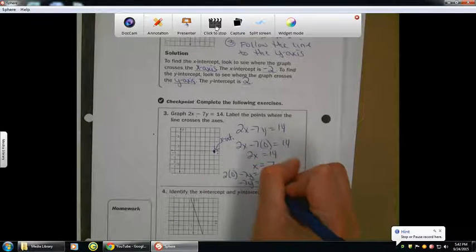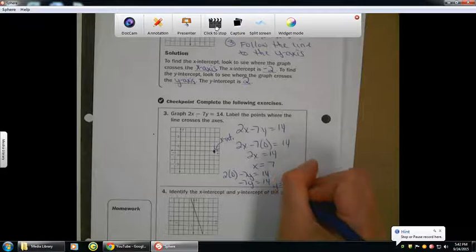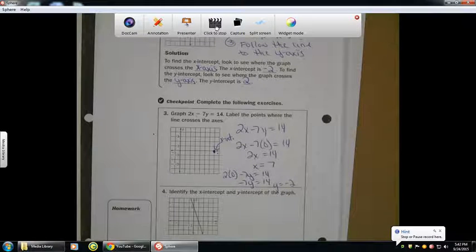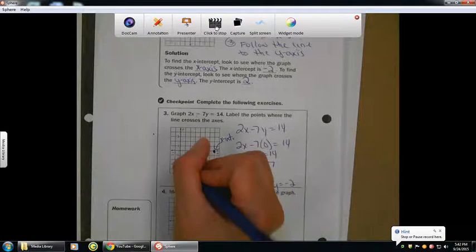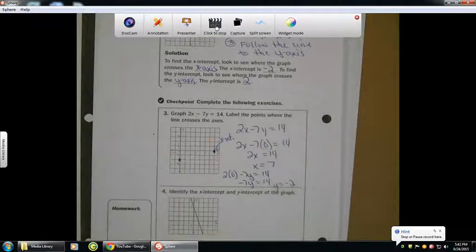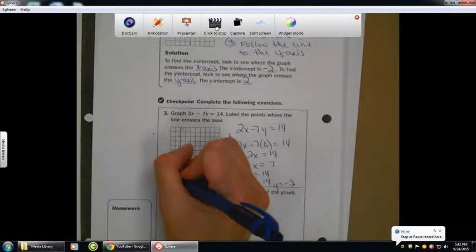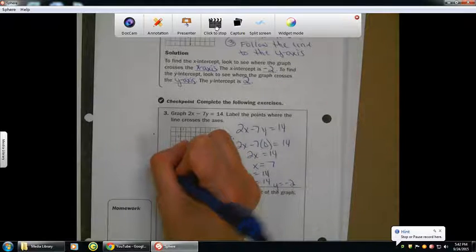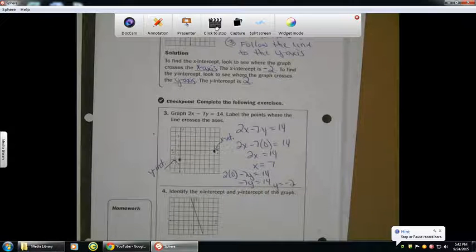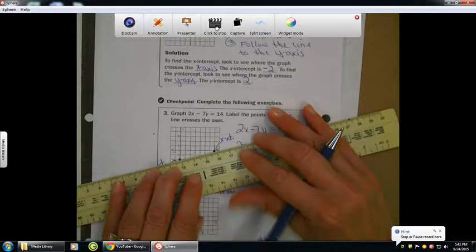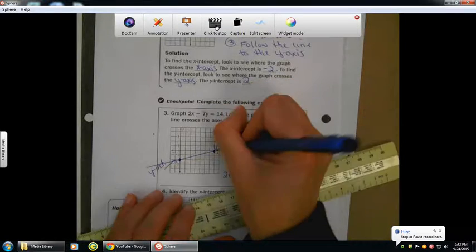7y equals 14. Y equals -2. So my y-intercept is -2. I'm going to label that. You don't always have to label, I'm just labeling it to show you. And then I'm going to take my ruler and draw a line through those 2 points.